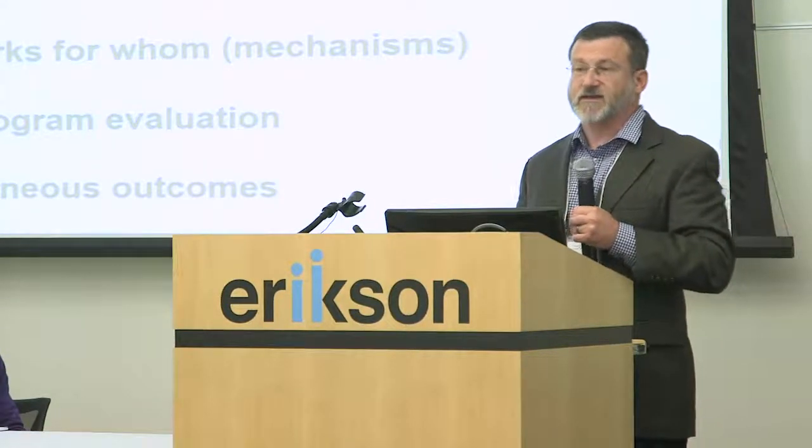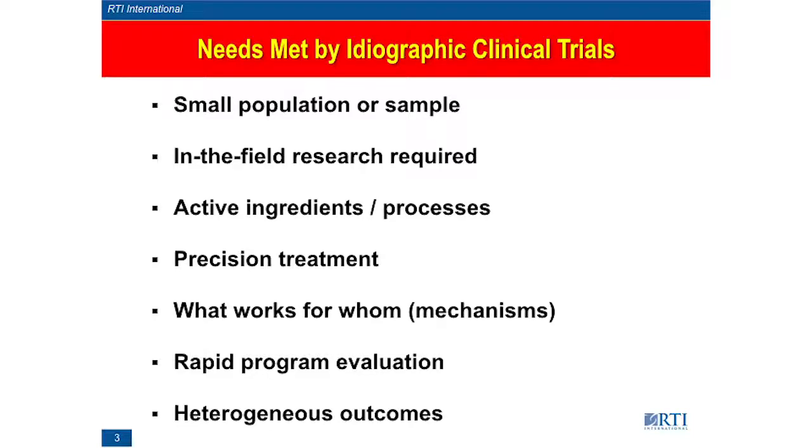So, some of the needs that idiographic clinical trials meet. They are adept for situations when you have small samples or small populations. This is not a small issue. There are something like 7,000 rare diseases in the United States that you cannot run randomized clinical trials on because there aren't enough people to do it with. So that would be an example of a small population.